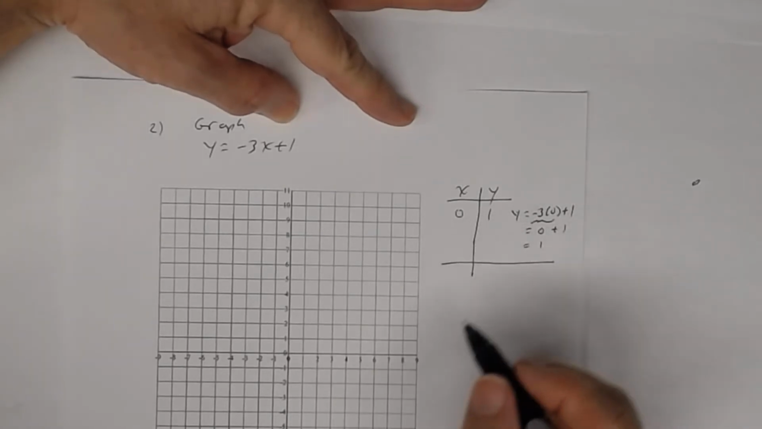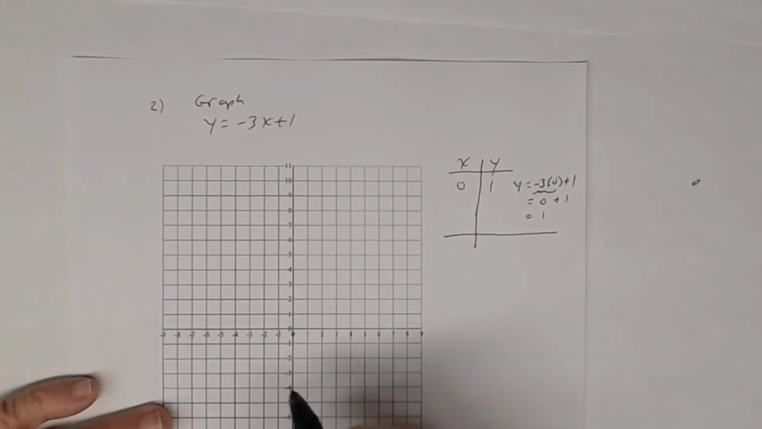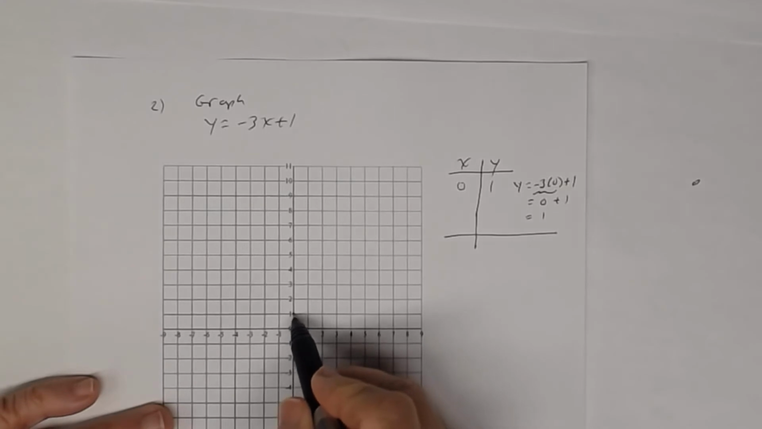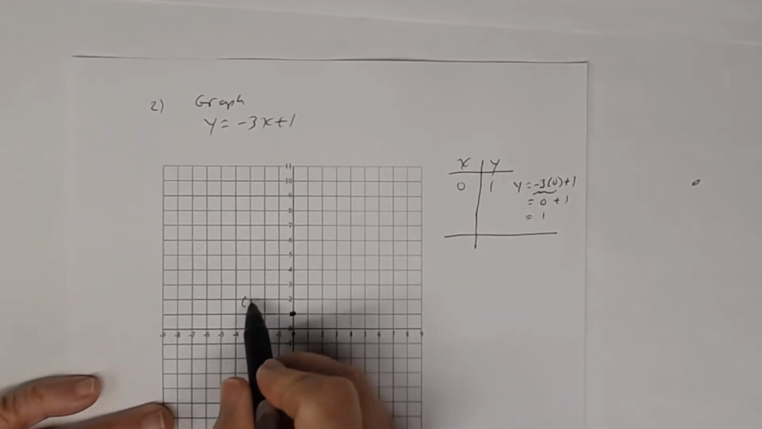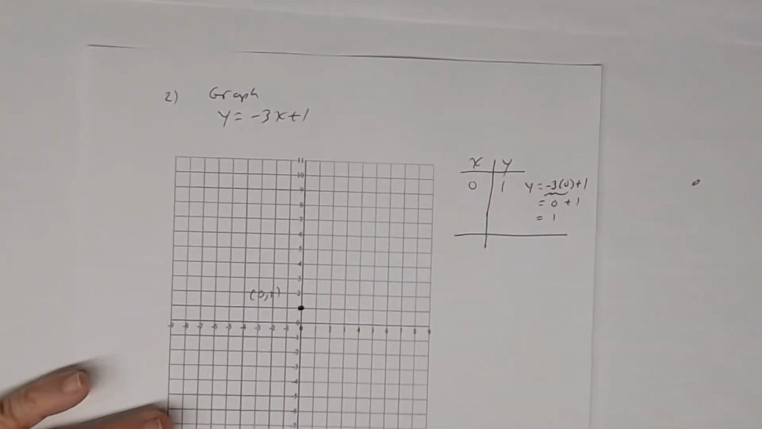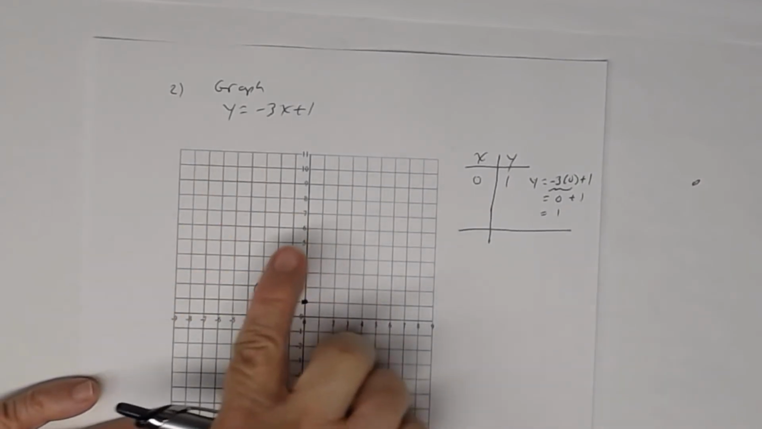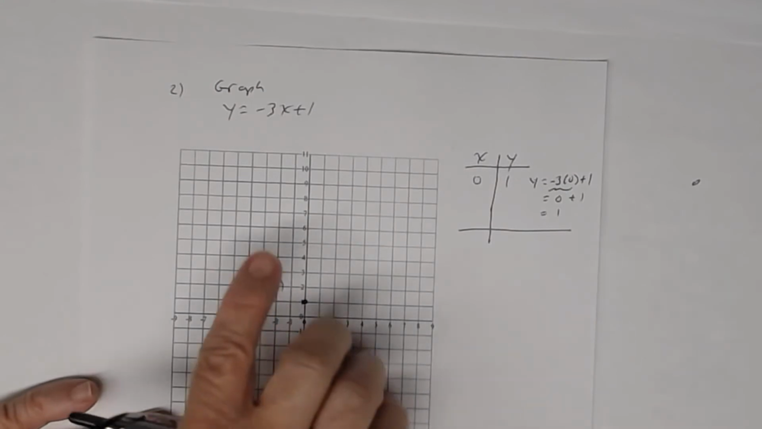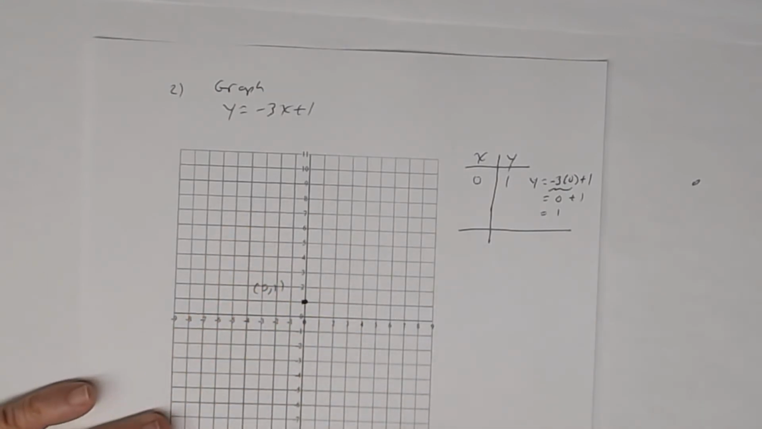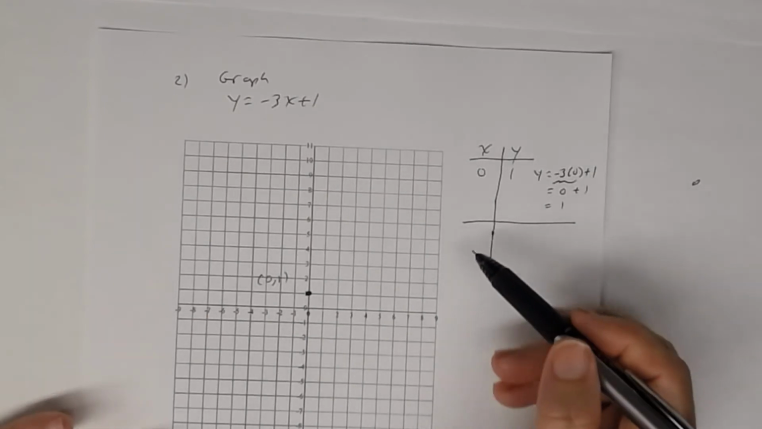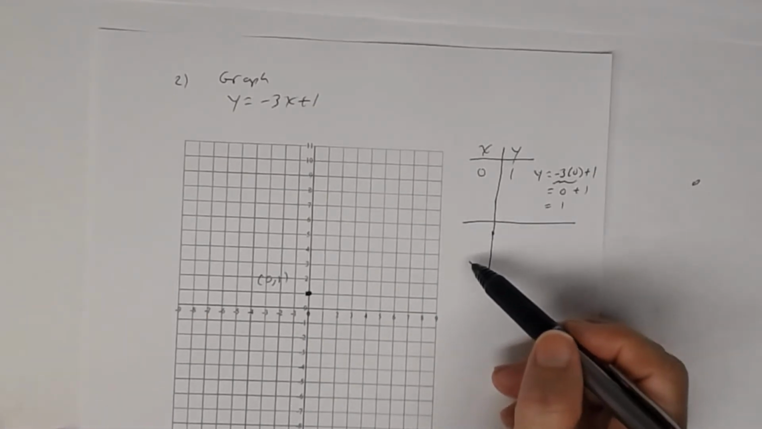So there's the solution. I'm going to plot that ordered pair, 0, 1. Since x is 0, I stay at the origin. Y is 1, I go up 1. So that's the point right here, 0, 1. Now that's only one solution. When graphing a line, you want to graph all of the solutions, and there are an infinite number. Okay, let's find another solution.